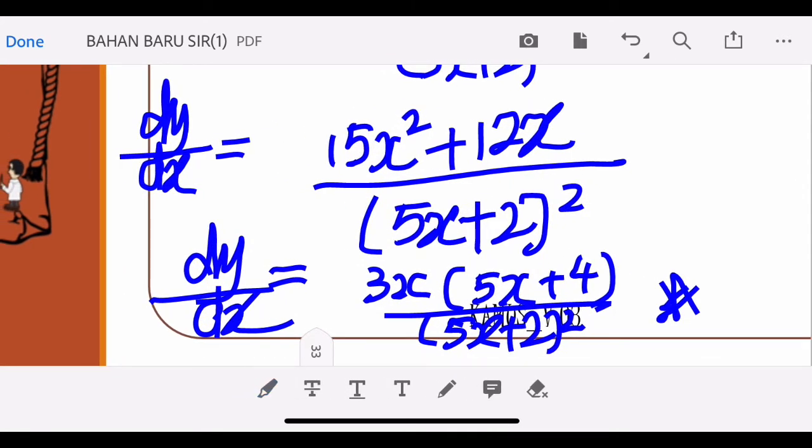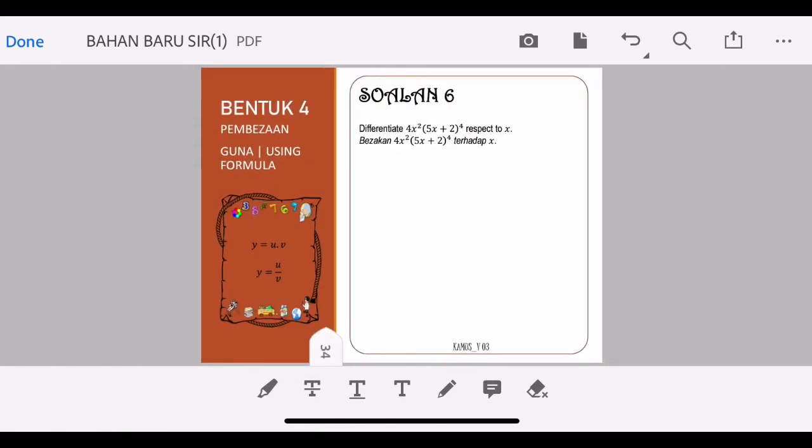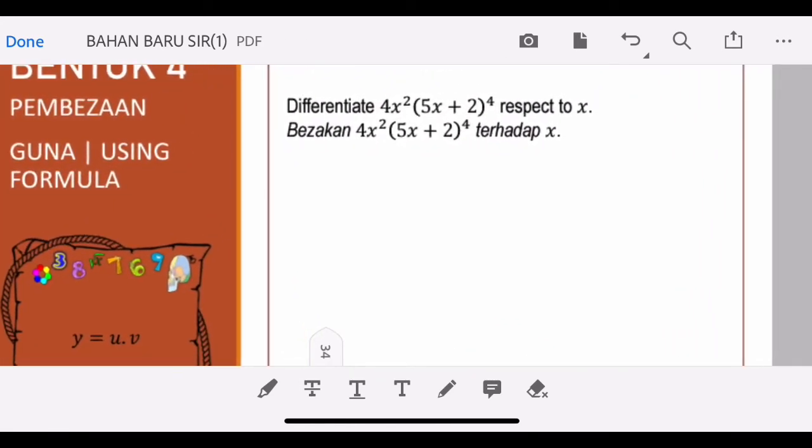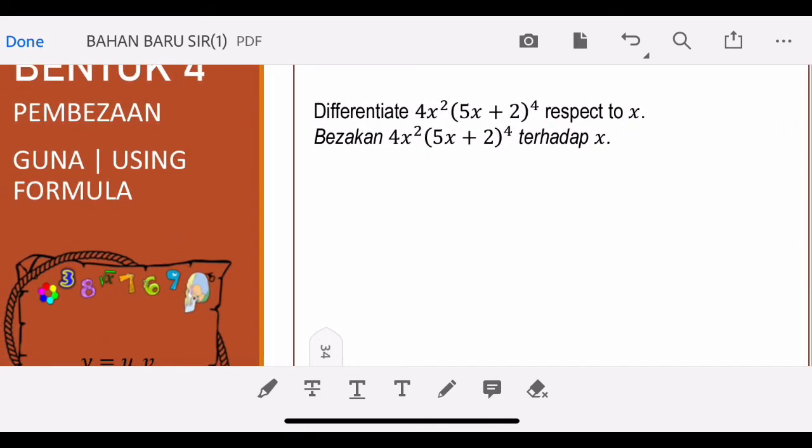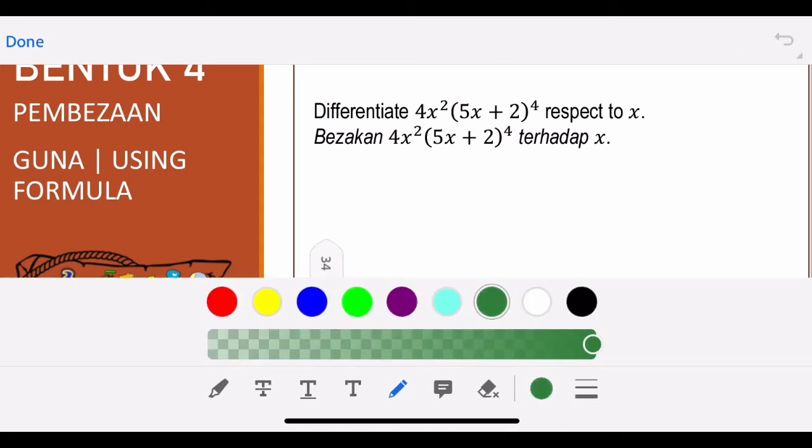Good. Okay, now you have the quotient rule, right? You must keep on practicing, okay? Don't forget. Alright. Okay, how about this one? This is what? Product rule, right? Let's do it together. We do fast now. Can do fast if you are good.